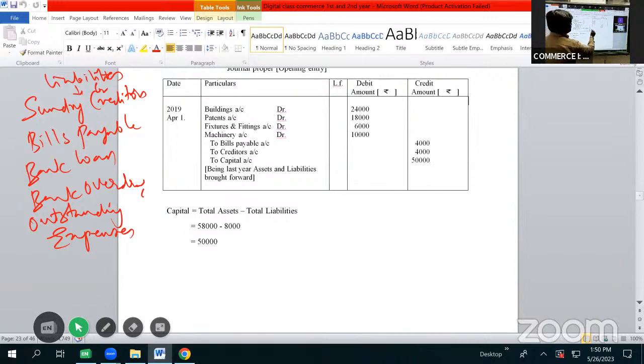How do we get the value of total assets? By adding the amounts of debits. So 20 plus 10, 30 plus 10, 40 plus 10, 50 plus 8, 58. So the value of total assets is 58,000 and the value of total liabilities is bills payable 4,000 plus creditors 4,000, that is 8,000. So subtracting 8,000 from 58,000, we get the answer as 50,000, which we'll be writing here as to capital account 50,000. The narration will be taken as last year assets and liabilities brought forward, or it can be recorded as last year assets and liabilities brought to current year.